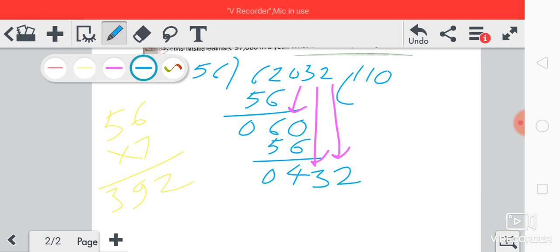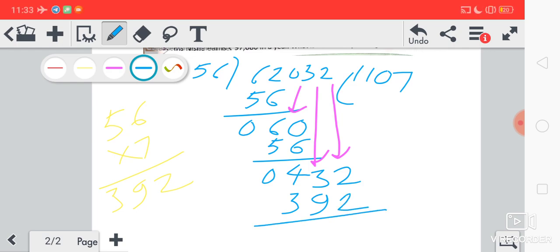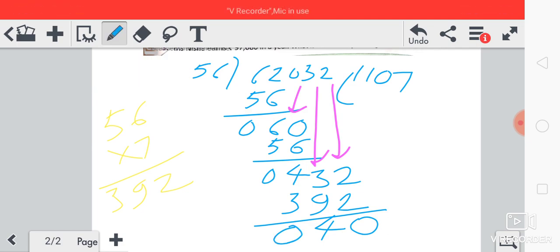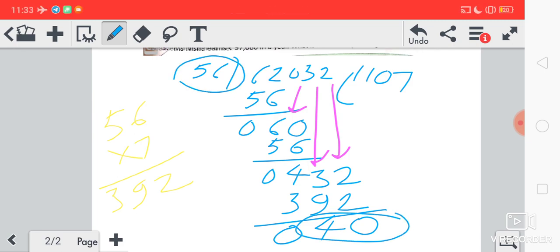Okay, so how many times? 7 times. So 7 times we are getting 392. Now 2 minus 2 is 0, 13 minus 9 is 4. Okay, and here we will get 0. Now the remainder we are getting is less than the divisor, so your division will be up to here only. Got it? I hope this is clear to you.